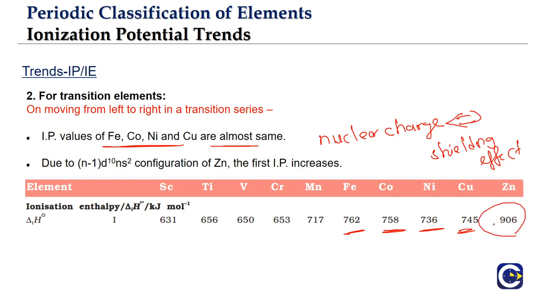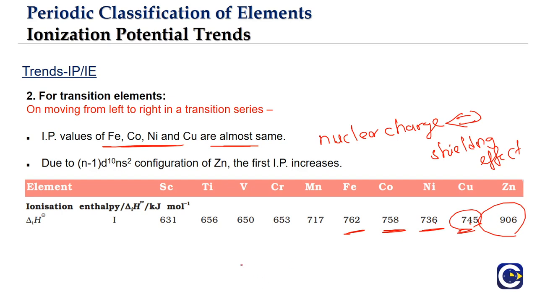But suddenly for zinc, it is increasing. In fact, what we can see is from copper and zinc itself, it is increasing. So from 736, nickel is 736, right? For copper, what is it? 745. For zinc, what is it? 906. For zinc, it is suddenly increasing. From 745, it is becoming 906.